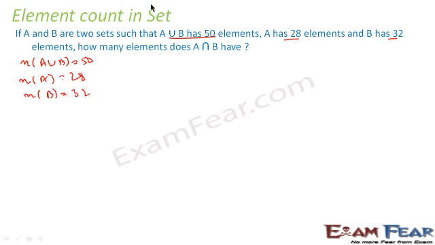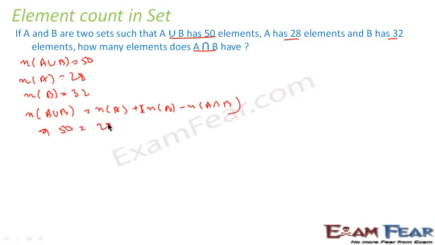Now we can solve this question directly using the formula or using a Venn diagram. First let's solve directly using the formula. The formula says n of A union B, and we have to find n of A intersection B, is equal to n of A plus n of B minus n of A intersection B. So 50 is equal to 28 plus 32 minus n of A intersection B. You solve this, you get n of A intersection B is equal to 10.